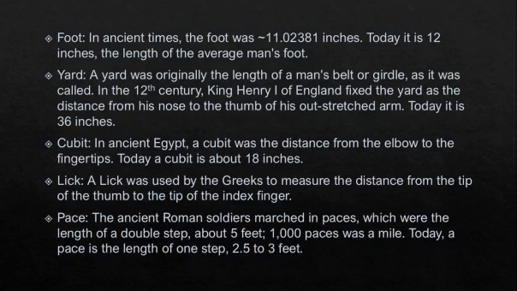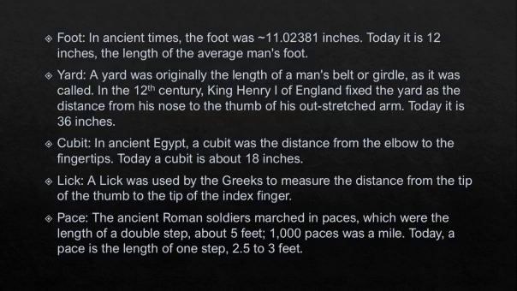So foot, in ancient times, the foot was around about 11.02381 inches. Today it's 12 inches, so it's the length of the average man's foot. So the word foot comes from foot. Yard then. A yard was originally the length of a man's belt or girdle. Girdle is similar to a belt, as it was called. In the 12th century, King Henry I of England fixed the yard at the distance from his nose to the thumb of his outstretched arm.